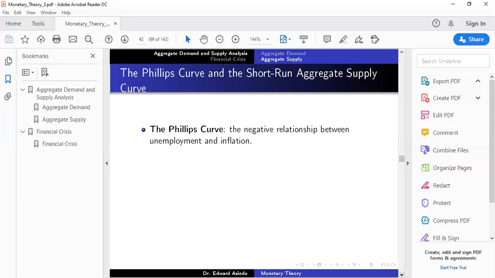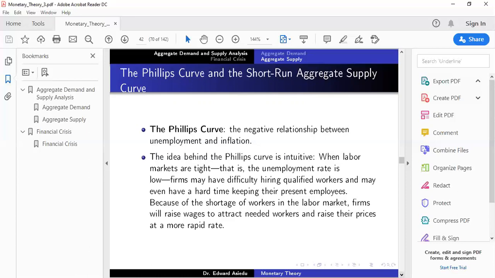What happens to inflation when unemployment increases? Okay. So an increase in unemployment or a decrease in unemployment, what is the effect of that on inflation? The idea behind the Phillips curve is very intuitive, saying that there's a negative relationship. So an increase in unemployment means there's a reduction in inflation. Okay, so inverse relationship. Or a reduction in unemployment means it's a higher inflation, an increase in inflation rate.